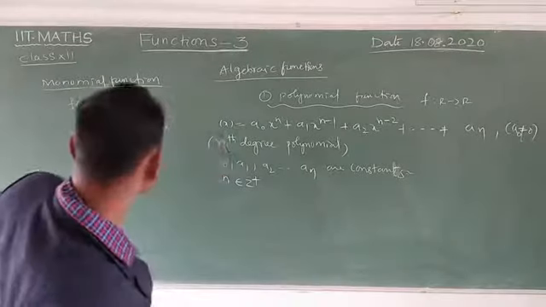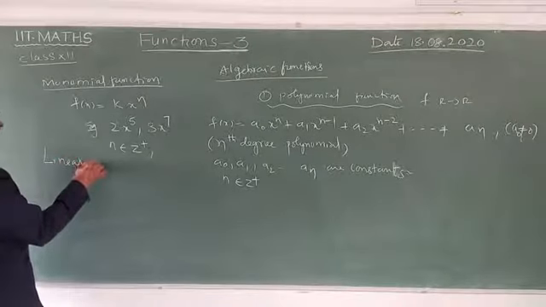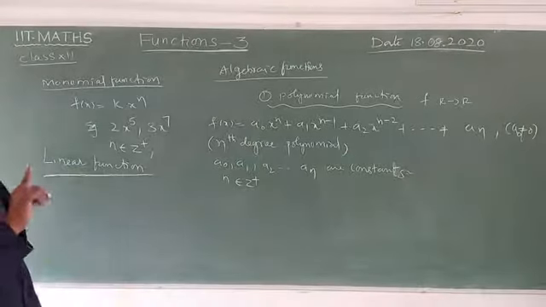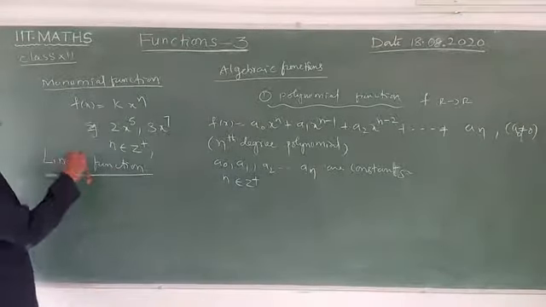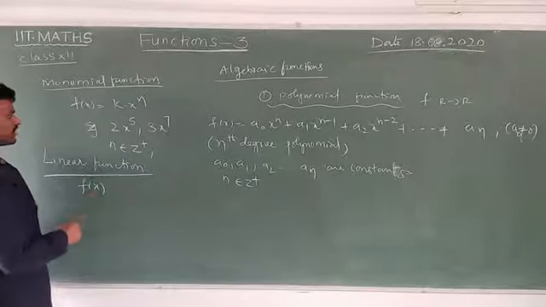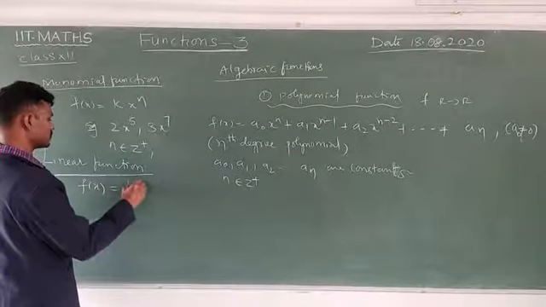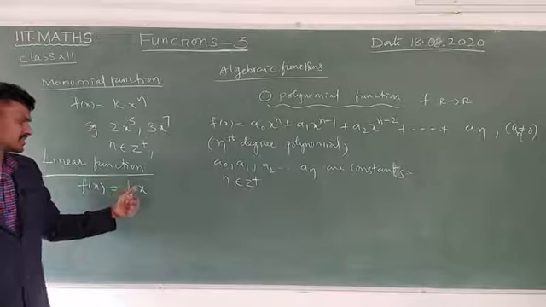Next one is the linear function. Here, a monomial function whose degree is equal to 1 is called a linear function. See here, f is a mapping from R to R defined by f of x is equal to k into x. A function in this form is called a linear function. Its degree is 1.